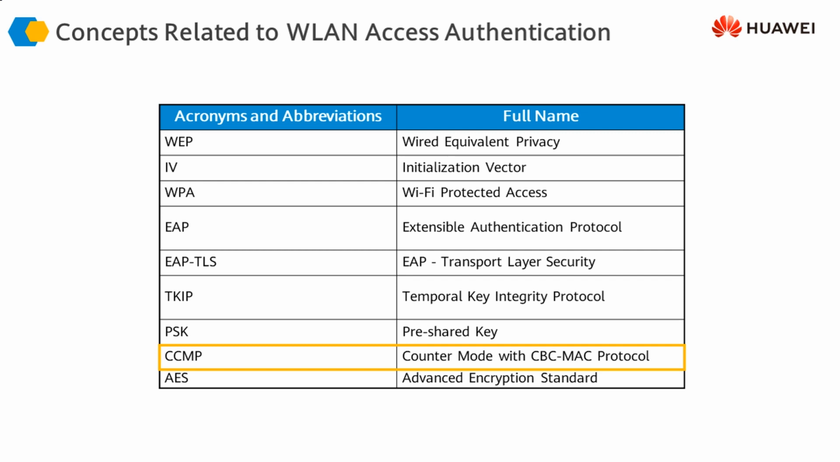CCMP is Counter Mode with CBC-MAC Protocol. Don't be intimidated by this, because this is all happening in the background, and CCMP generally works together with AES, Advanced Encryption Standard. So AES and CCMP are generally used for encrypting your traffic in wireless environments. This is the latest encryption mechanism which we use in wireless networks. So now we are going to look at some of these terms in a little bit more detail.